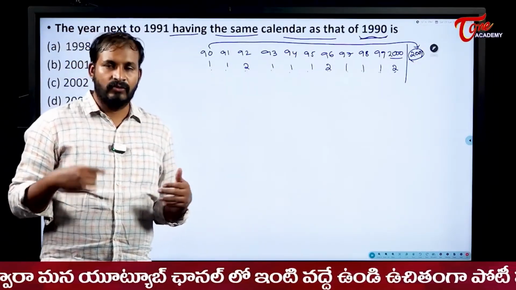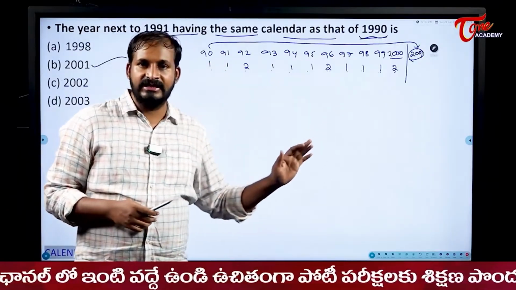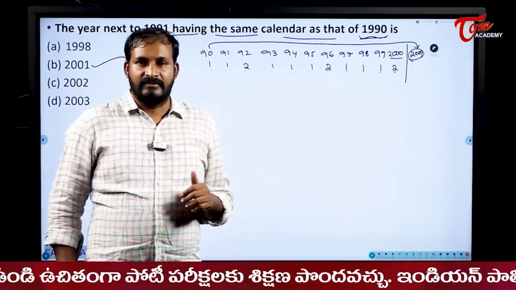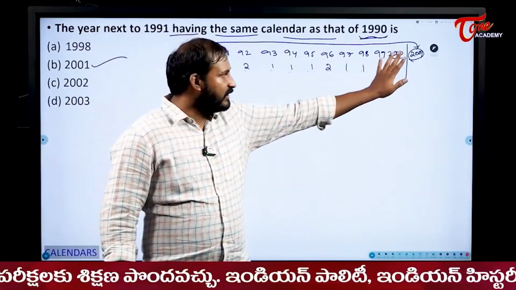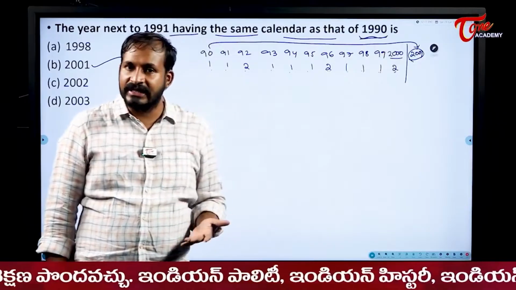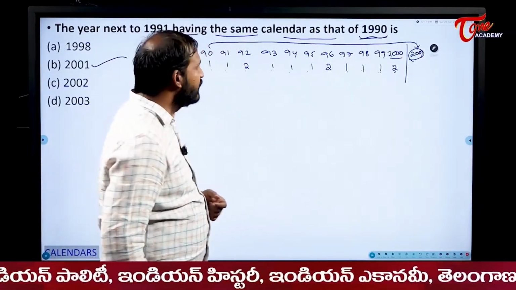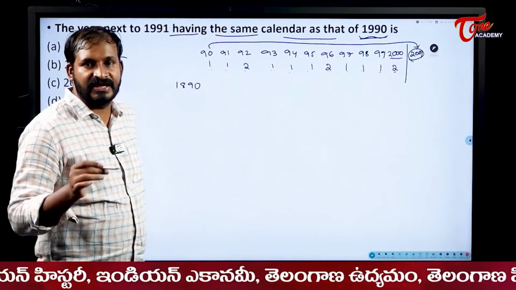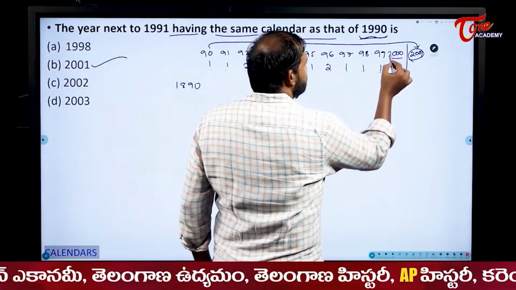Understood? But to be more cautious, I always suggest, if it is 90 years or beyond, go with the traditional method. Don't use the shortcut. Why? Because it may or may not work. If it is for 2000, it is fine. But if it is for 1900 or 1800, for example, the same question for 1890, then what will happen? Please see here, 1900 is, see, up to here.